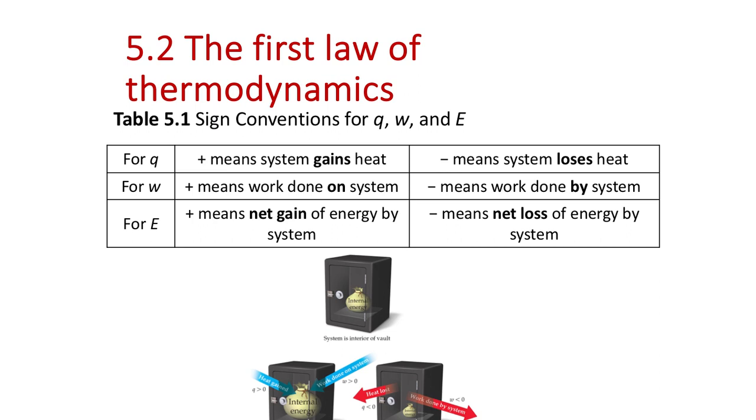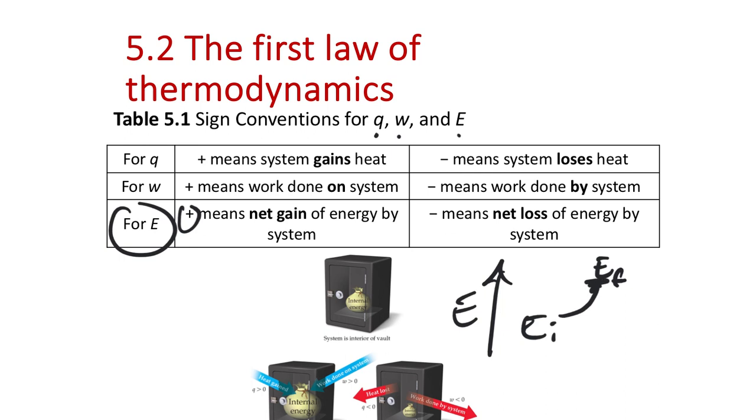Let's talk about some sign conventions for the signs of Q and W and delta E and what those mean for a process. And so we're just thinking about the signs of heat, work, and the energy change. Let's start with delta E. Delta E positive just means that there's a net gain in energy by the system. This was that picture previously where we had our initial state here and our final state was higher in energy. This would be delta E positive.